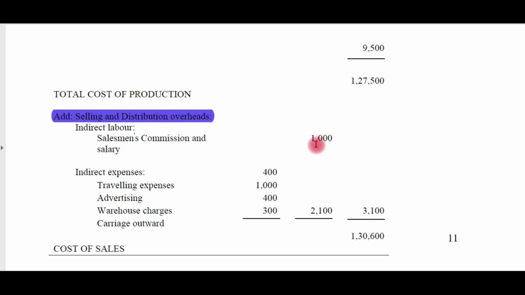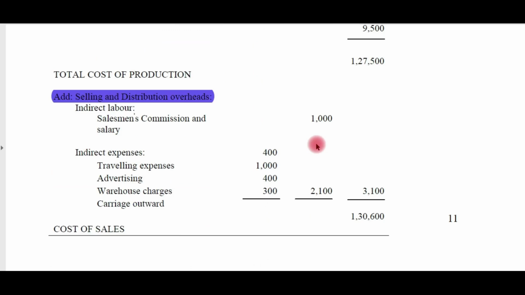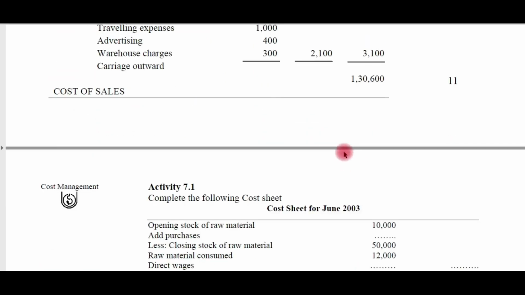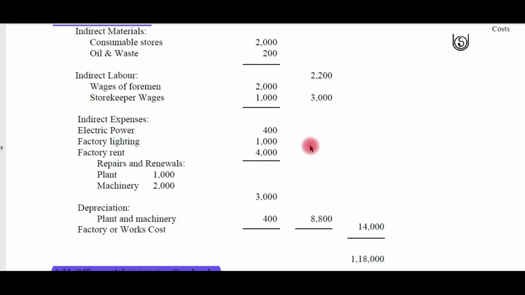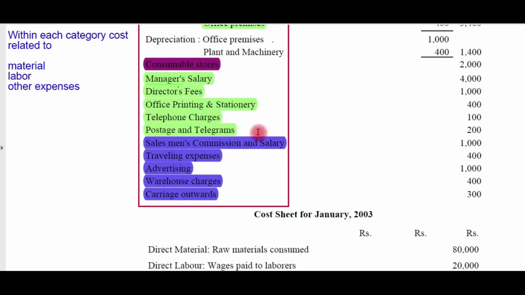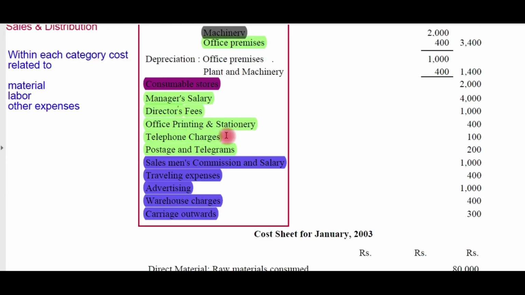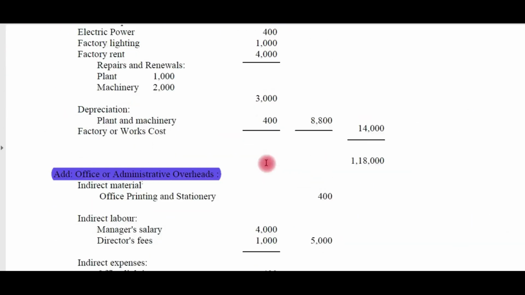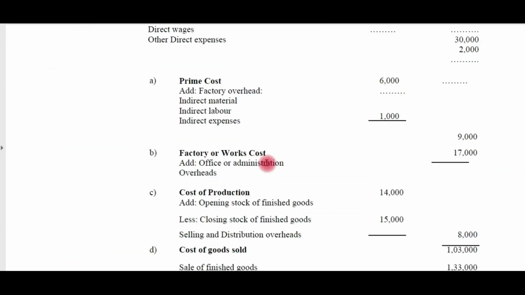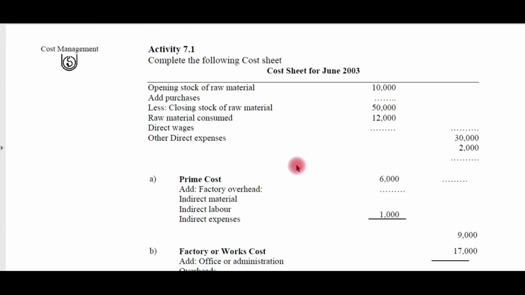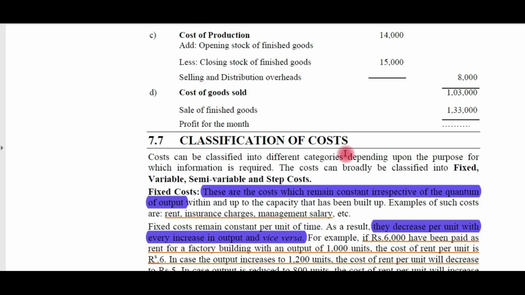The total cost involved in this manufacturing unit is 1,30,600. This is the way a cost sheet looks. We have already given here in different colors. The same thing is given here, right? The next topic, an activity is given. You have to do the same thing. You have to prepare a cost sheet from the details given here. You can do on your own.